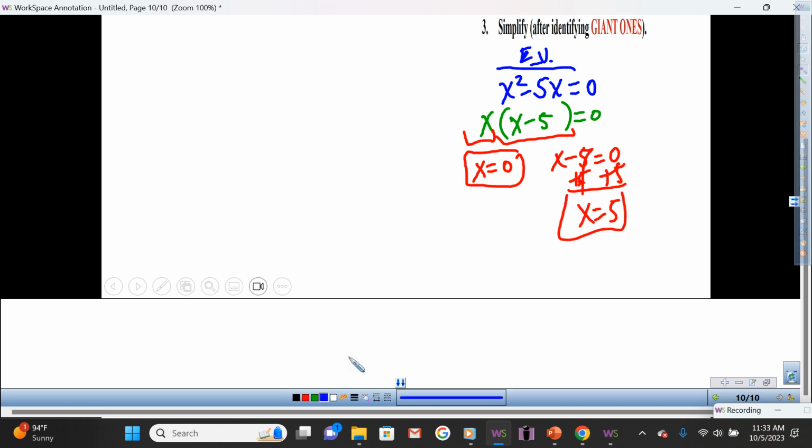You're like, wait a minute, Mr. Q, what are you saying now? That now we have how many excluded values? 2, 0, and what is the other one? 5.